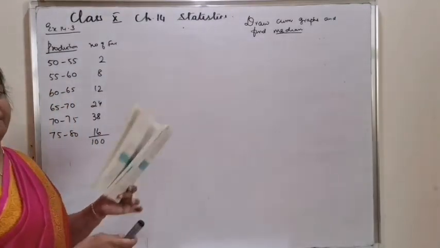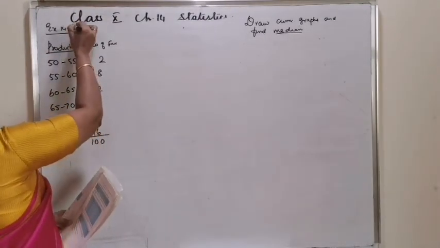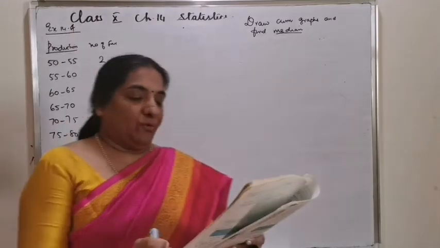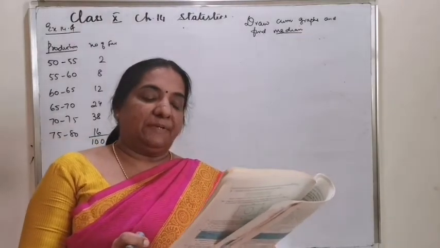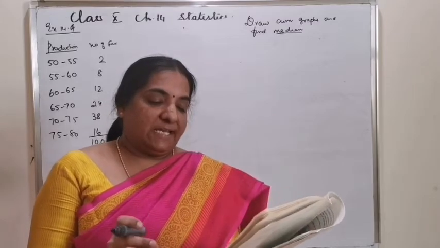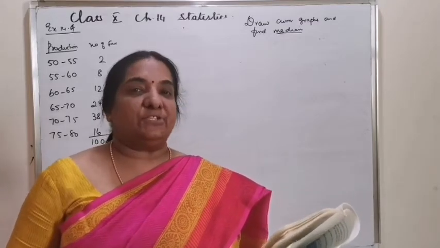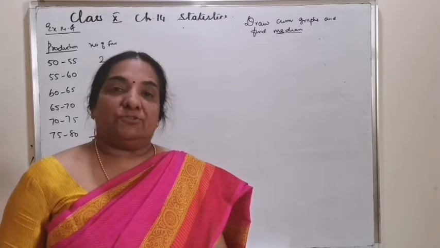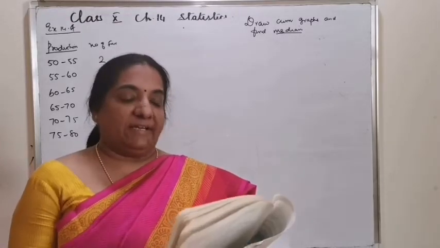Exercise 14.4, question number 3. The following table gives production yield per hectare of wheat of 100 farms of a village. Change into a more than type and draw its ogive. I change the question as: draw both the graphs, and from the graph find the median.